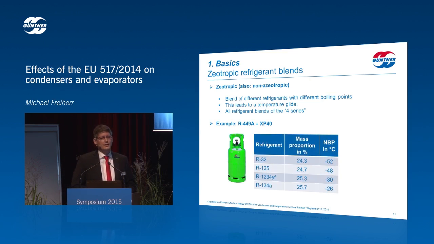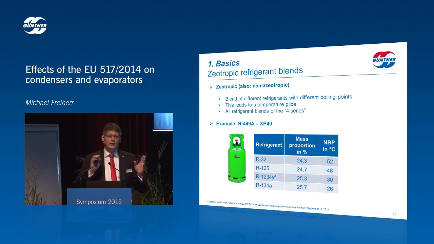This is a refrigerant blend of 4 components with almost equal mass proportions. But the difference of these 4 refrigerants is their normal boiling point, and that's quite different when you look at the different refrigerants. R32, for example, has a normal boiling point of minus 52 degrees Celsius, and the R134A minus 26. So 26 Kelvin is the difference here.